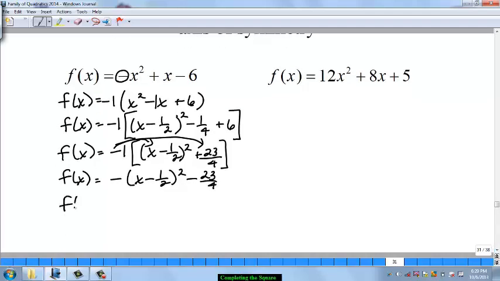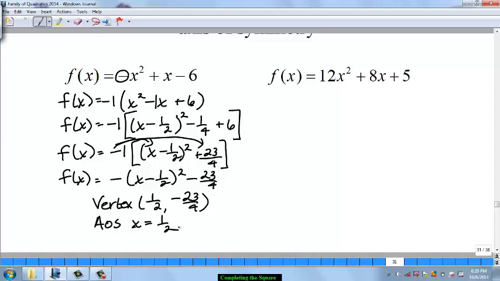Now, we're done. Now I just know this is a sad face parabola. It's a parabola that opens downwards. Now let's do the vertex. And the turning point or vertex of this parabola is 1/2 comma negative 23/4. And the axis of symmetry is going to be x equals 1/2.